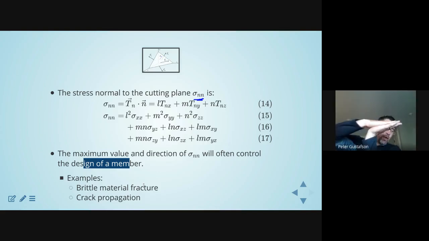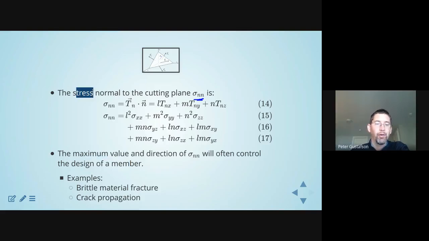I don't know how well you can see my hands. My thumb is now representing normal stress magnitudes. We're going to pull those apart. Where these magnitudes become the largest, we're pulling the material apart. If it's brittle, it will fail, and a crack will begin to open like so, where the normal stress is maximized. So that's why we would like to be able to compute the stress normal on any cutting plane.